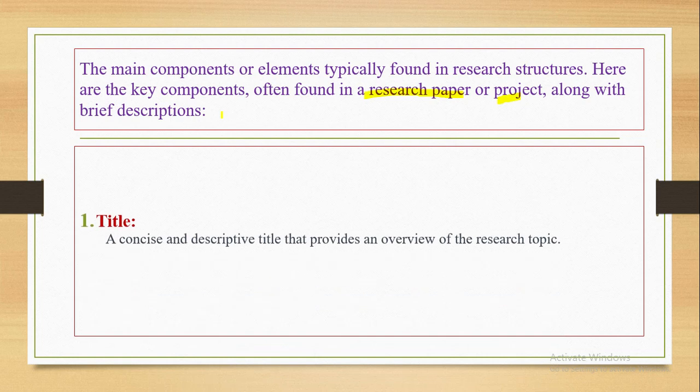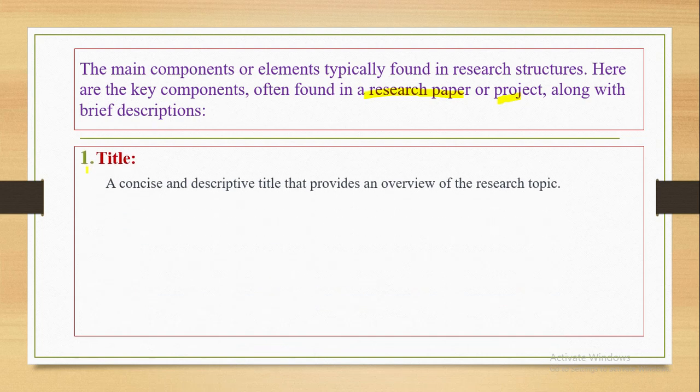We will see, number one, title of the research. The researcher should identify his research title after he proposes it. The other sections are addressed after that, so a concise and descriptive title that provides an overview of the research topic is necessary. That means the title.